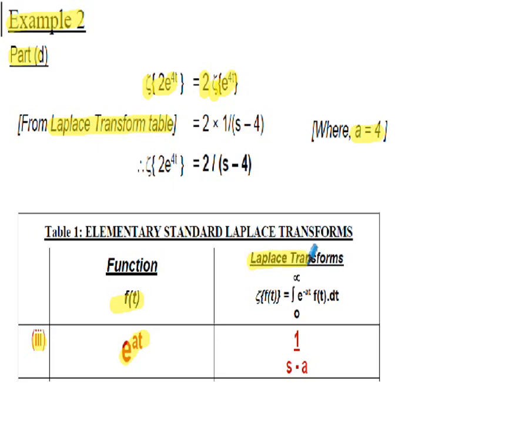So the Laplace transform of e to the at we're given as 1 over s minus a. So in this case we will get 2 multiplied by 1 divided by s, and the a in our case is 4, so that will become minus 4 in this case. So finally, Laplace of 2 multiplied by e to the 4t can be written as 2 divided by s minus 4. If we had an e to the at where a was negative, then we would get 1 upon s plus a, the Laplace transform.